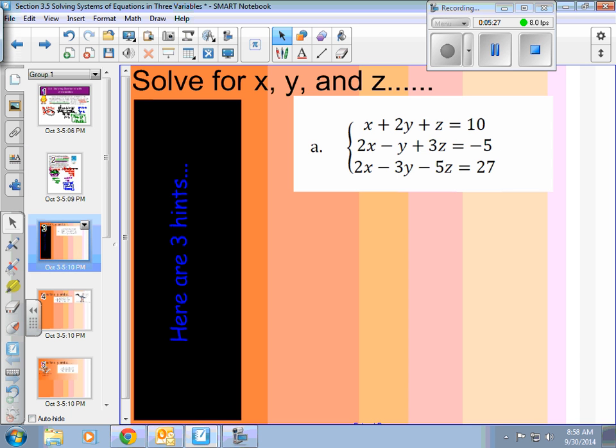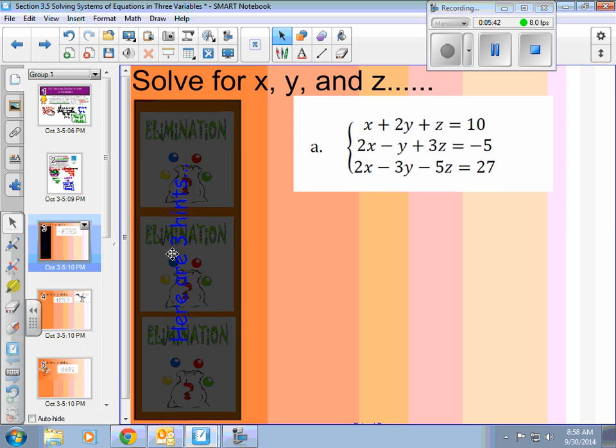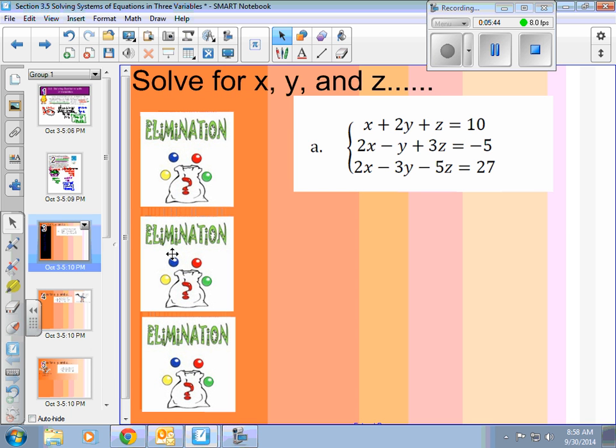Now let's go ahead and just look at a system of 3 equations. It's very similar. The way you would solve this is elimination, except now you have to do it more than once, like we did yesterday with 2 equations. So here are 3 hints: elimination, elimination, elimination. You need to do elimination 3 times.